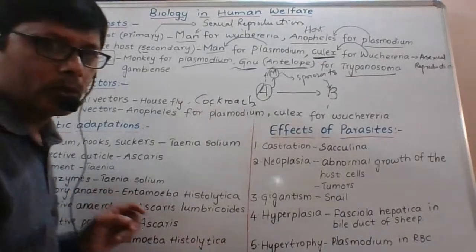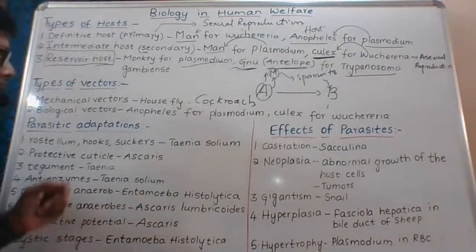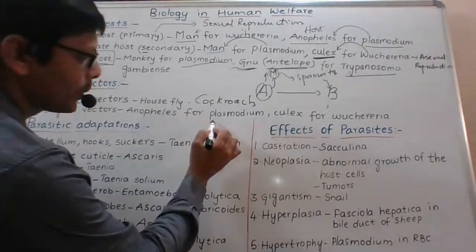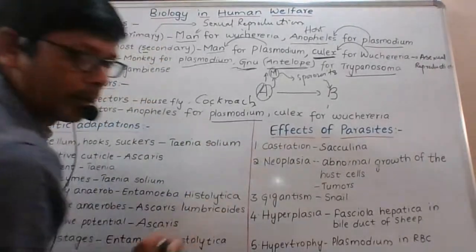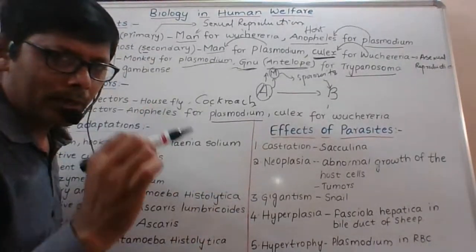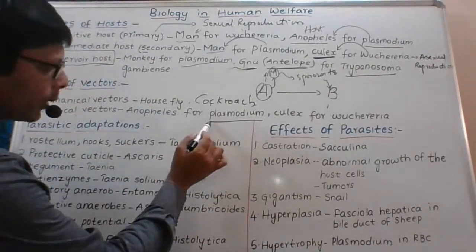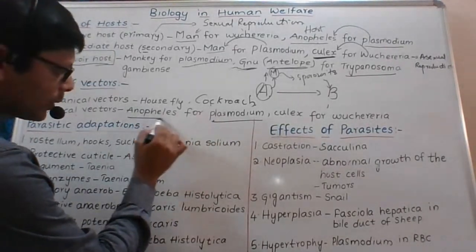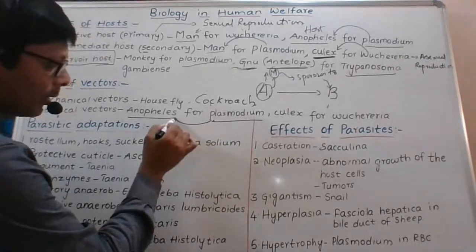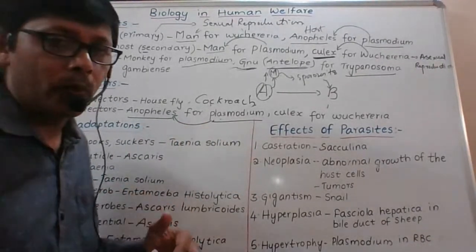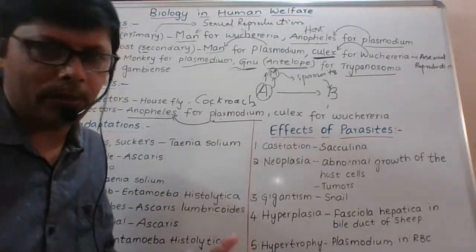Okay, one is house fly, the other one is cockroach. And biological vectors, for example, Plasmodium. Plasmodium is a pathogen, a protozoan parasite which causes malaria. This Plasmodium in the Anopheles mosquito undergoes some changes before it is transmitted to another person.